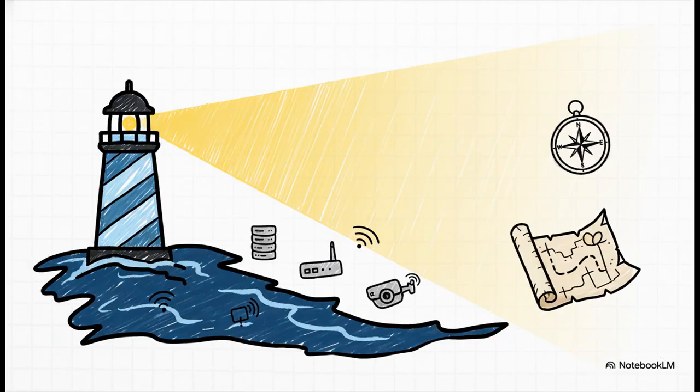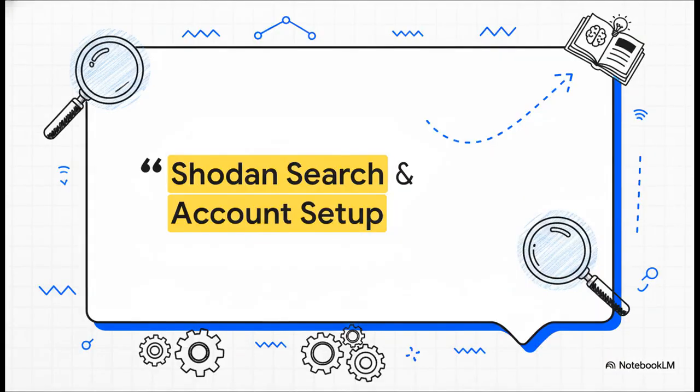And to navigate that massive ocean of devices, you really need a guide. And lucky for us, that's exactly what we have today. Think of it like a map and a compass, ready to point you exactly where you need to go. And here it is. The guide is called Shodan Search and Account Setup. It's awesome, super clear, straight to the point, and it's designed to get you from knowing nothing to actually searching in just a couple of simple steps.